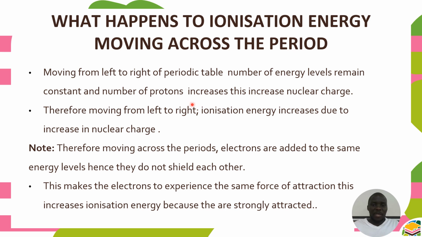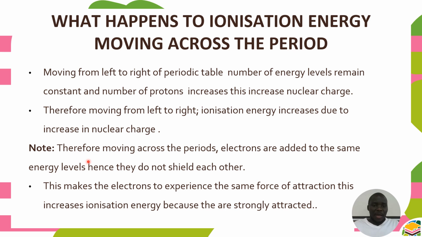Therefore, it means the nuclear charge for neon will be much stronger because there is less shielding. All of them are shielded by 2 electrons in inner energy levels. So it means it will be much stronger to attract the electrons. So moving from left to right, ionization energy increases due to increase in nuclear charge.